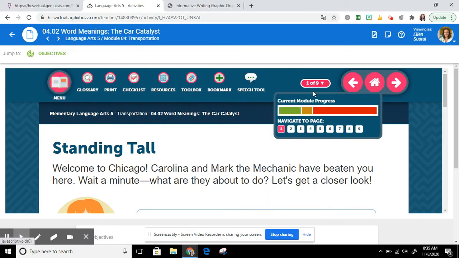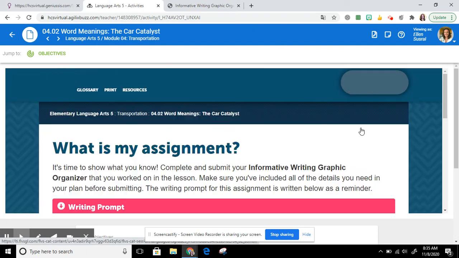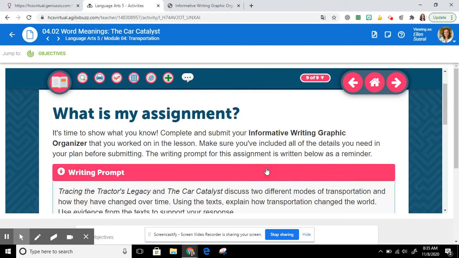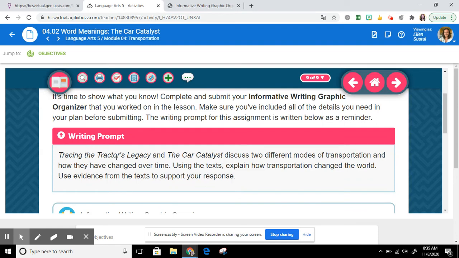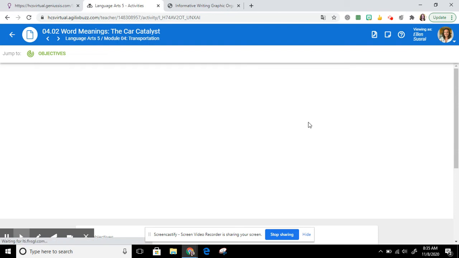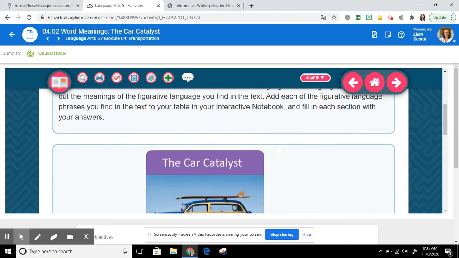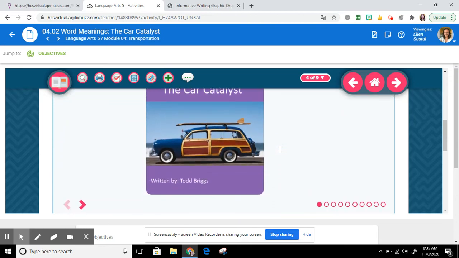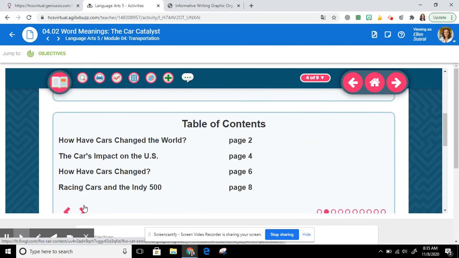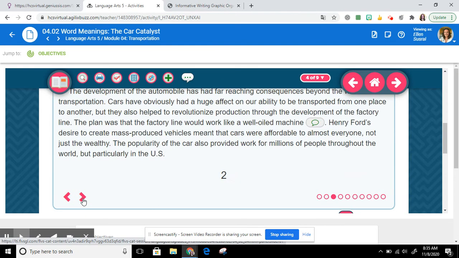And again, the assignment is on the last page. And I just showed you how to find the first story, Tracing the Tractor's Legacy, but you also have this story here, The Car Catalyst. And this story is in this lesson, 0402. This story is on page 4 of the lesson. Okay, The Car Catalyst, and it's towards the bottom here. Make sure you read this story because the story is going to help you answer the prompt.